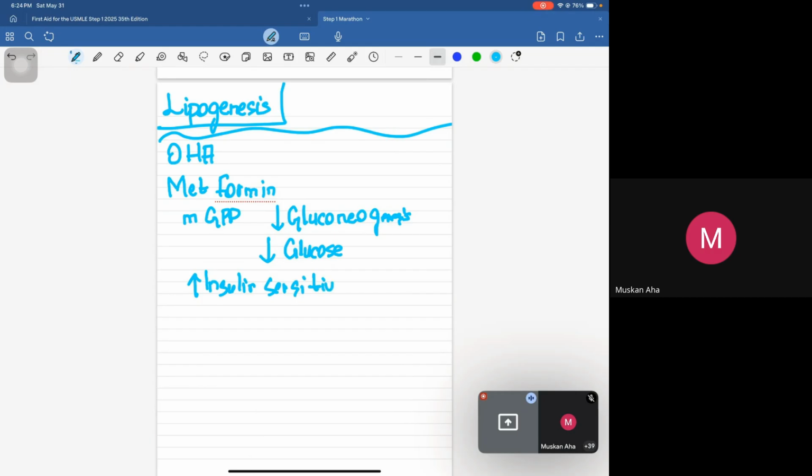This is a very, very good drug. It is the first line drug, the drug of choice, right? It's going to reduce the HbA1c. It increases glycolysis, increases peripheral glucose uptake, and increases insulin sensitivity. And what are the side effects?